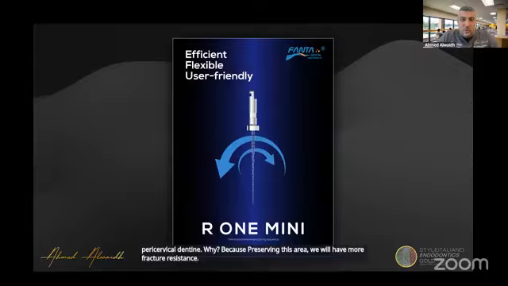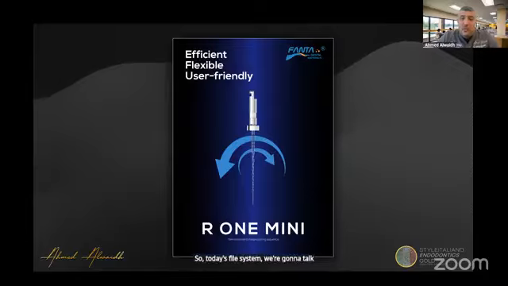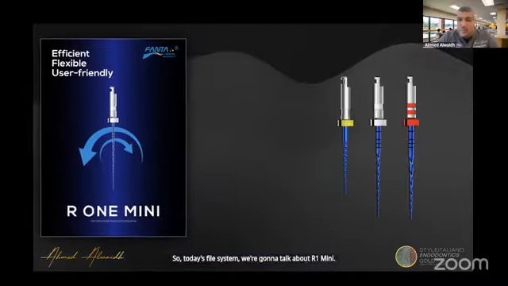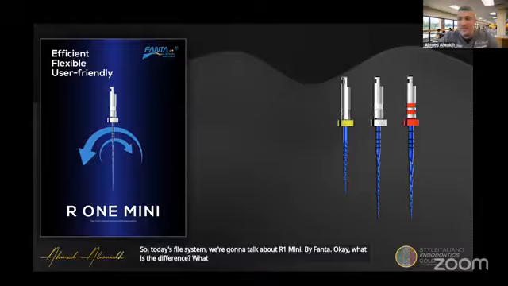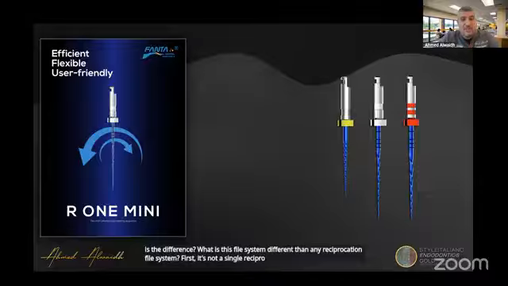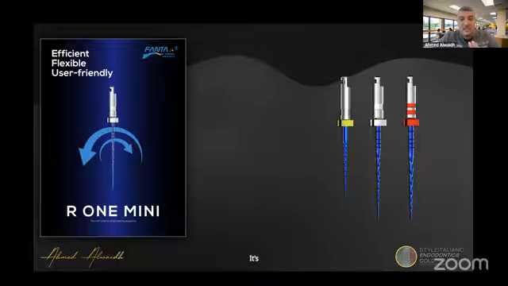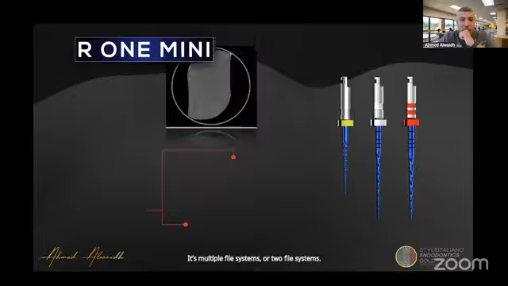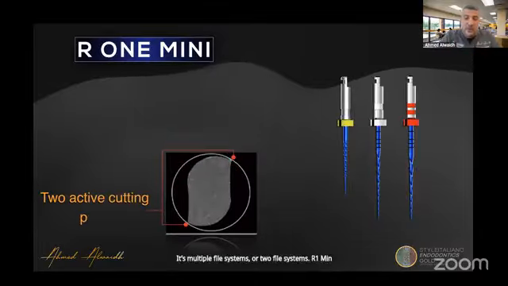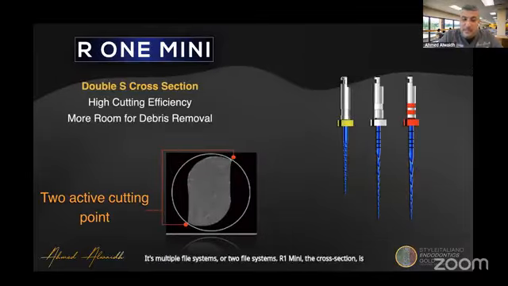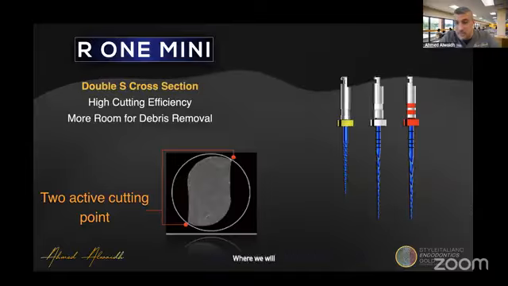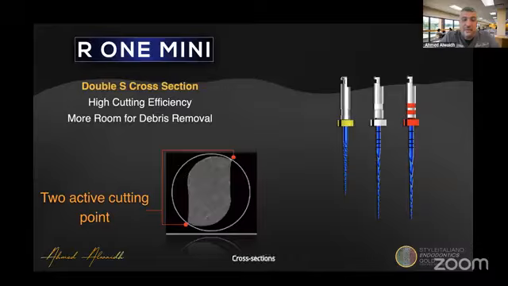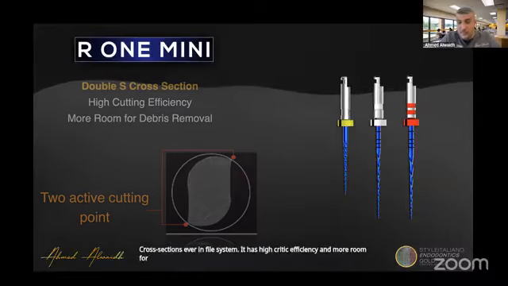So today, the file system we're going to talk about is R1 Mini by Fanta. Okay, what is the difference? What makes this file system different from any reciprocation file system? First, it's not a single reciprocation system. It's a multiple file system or two file system. R1 Mini, the cross section is a double S shape, where we have two active cutting points, which is one of the best cross sections ever in a file system. It has high cutting efficiency and more room for debris removal.